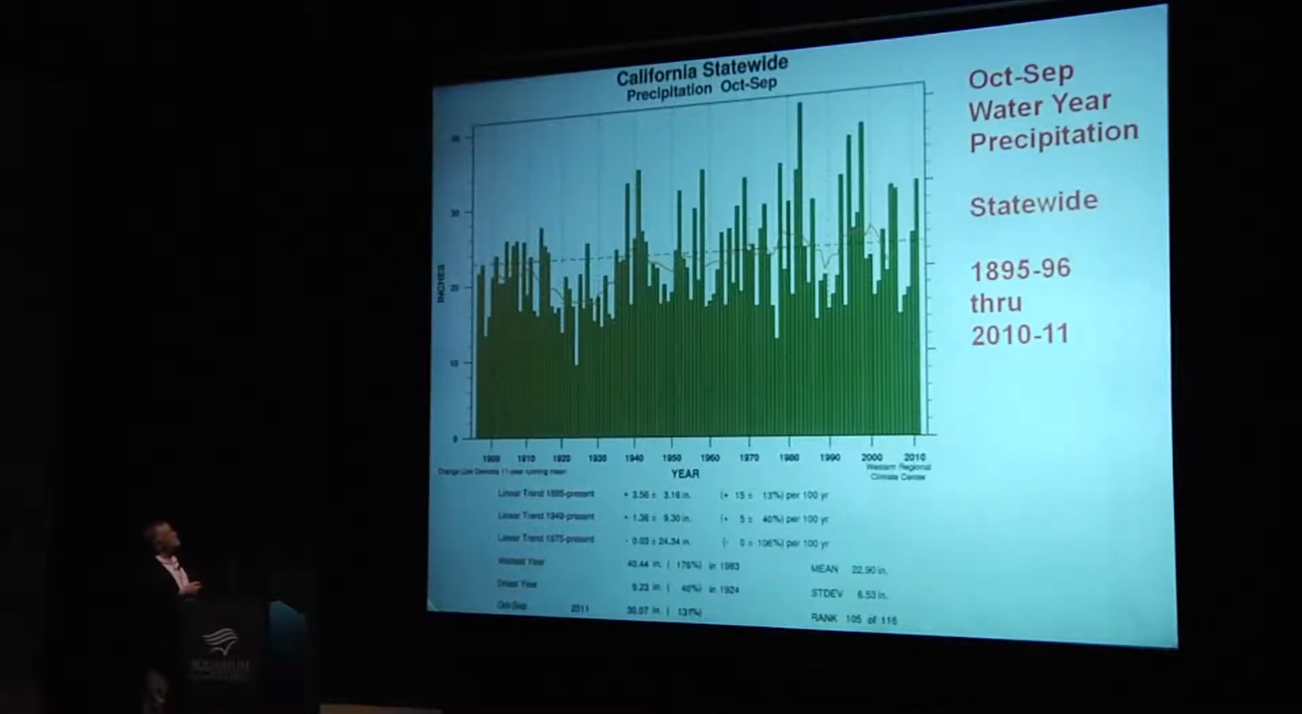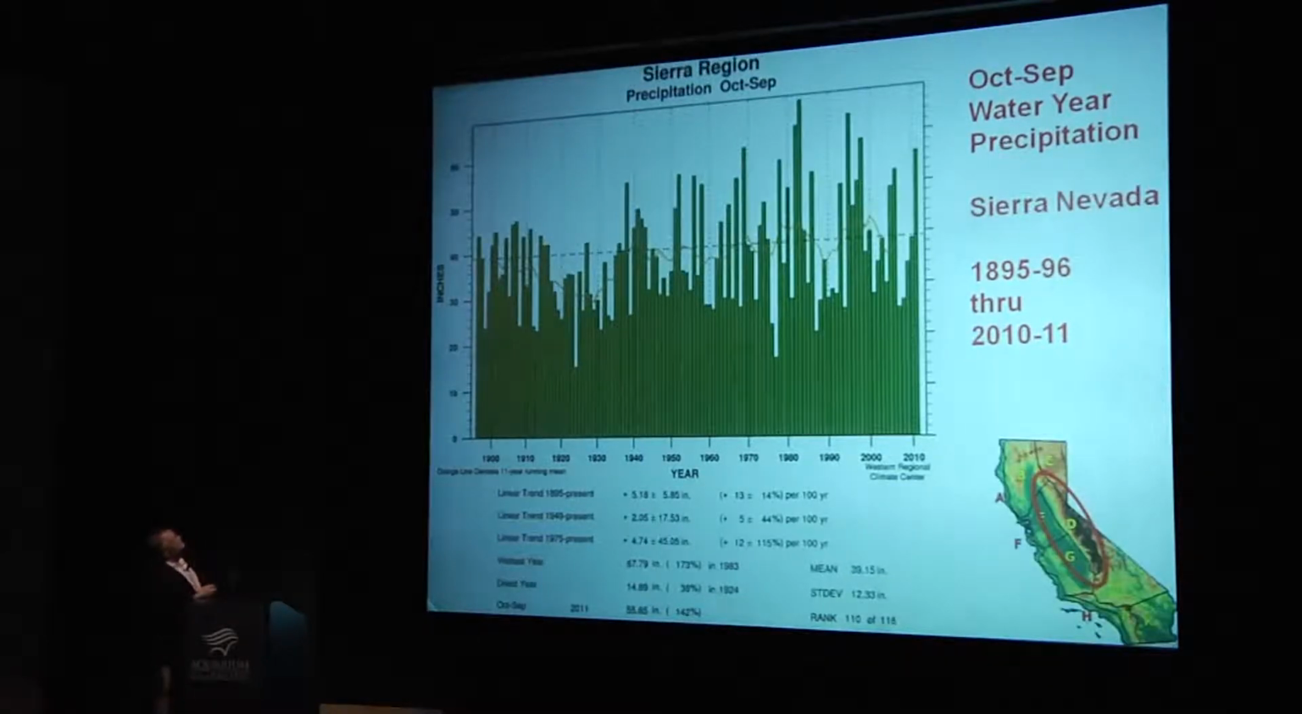So let's look at the whole state. This is adding up something like 32,000 little pixels around the state of California. And again, we just finished a pretty decent water year. It's among the higher ones, but not the highest. There isn't much trend averaged over the state in its precipitation. This is something we update, by the way, every month, on the 1st or 2nd of every month. And you can go in and look at this yourself on the web. You can run all these graphs off.